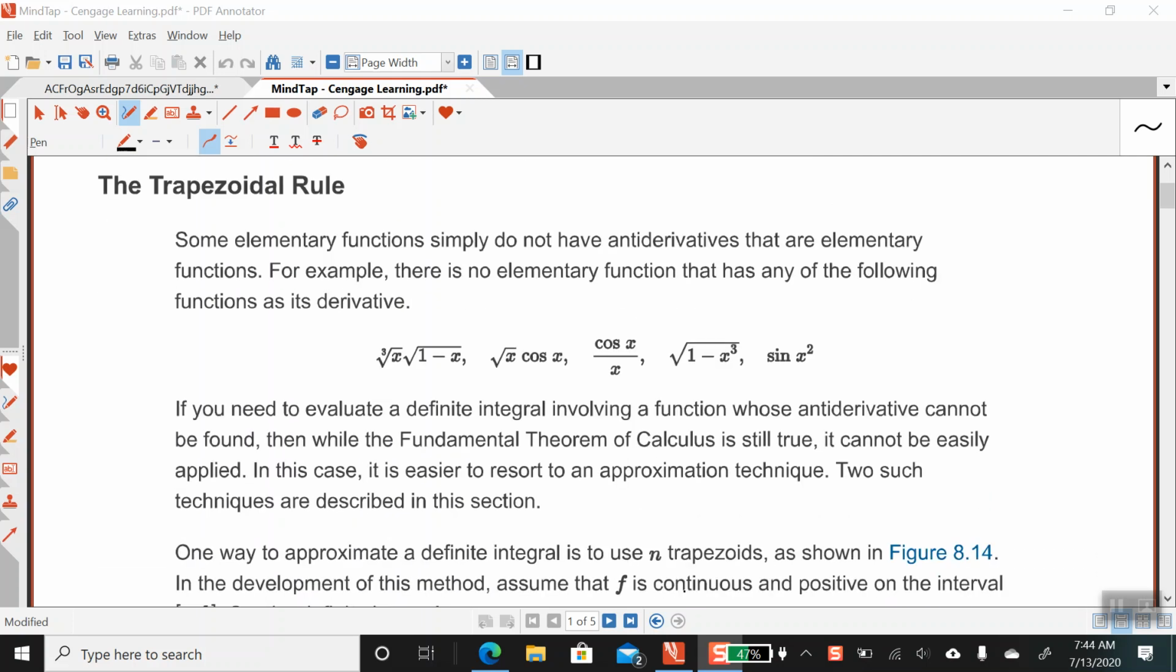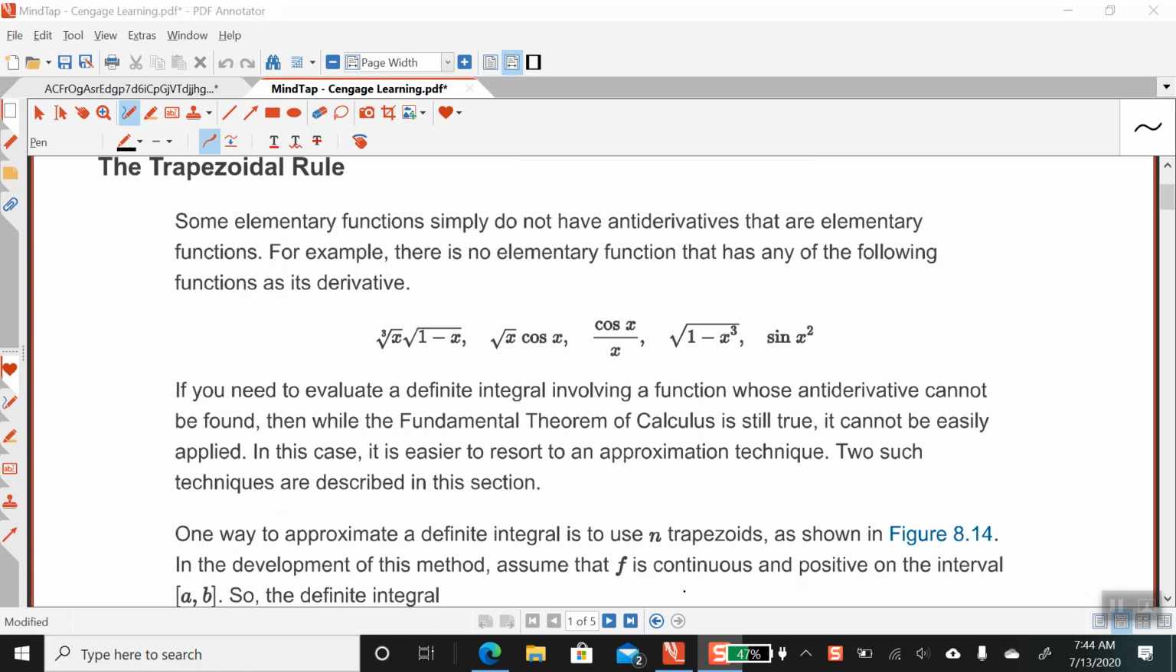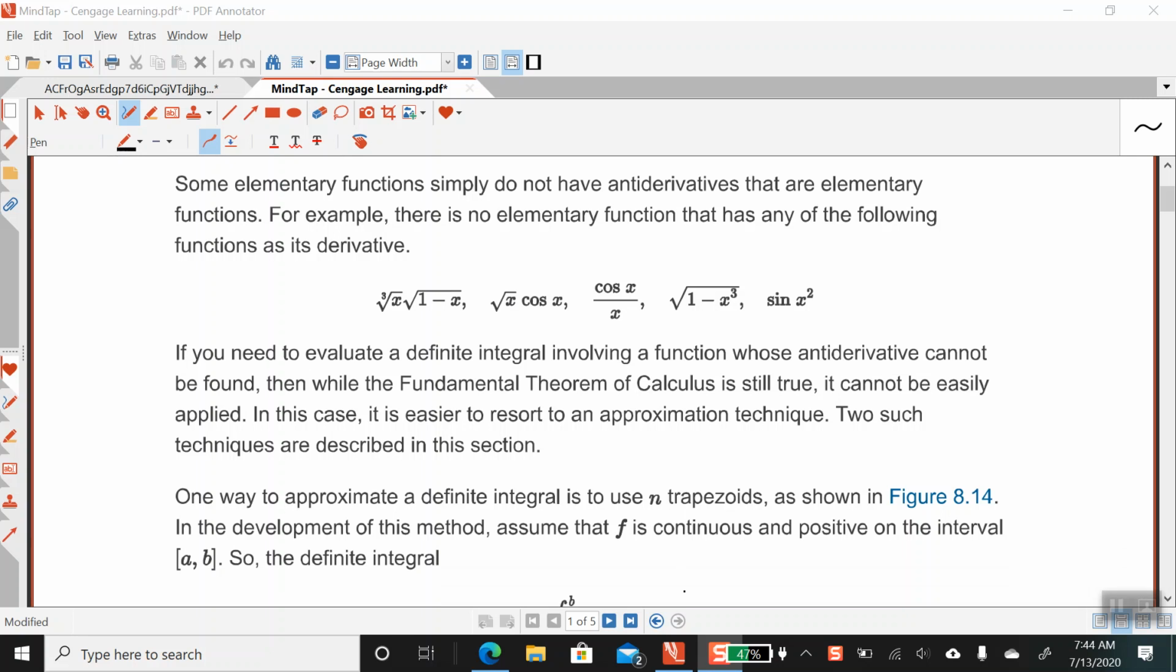As you can see here from the textbook, it says that some elementary functions simply do not have antiderivatives that are elementary functions. For example, there are no elementary antiderivatives for the following functions. But if we need to evaluate a definite integral involving a function whose antiderivative cannot be found, then while the fundamental theorem of calculus is still true, it cannot easily be applied. So in this case, it is easier to resort to an approximation technique. And two of the techniques that we're going to use are the trapezoidal rule and the Simpson's rule.